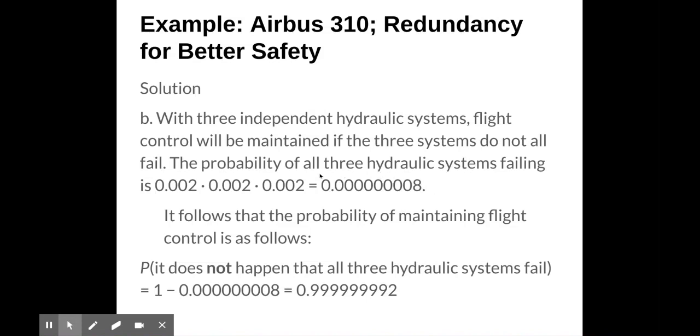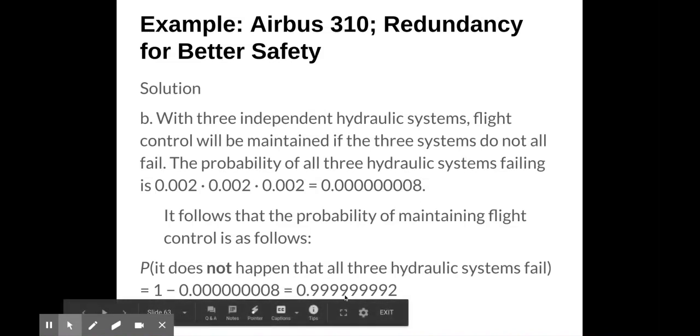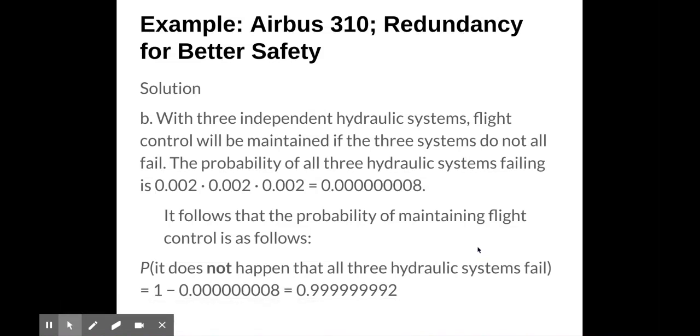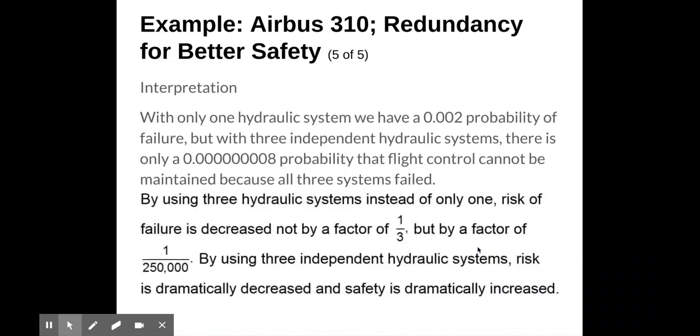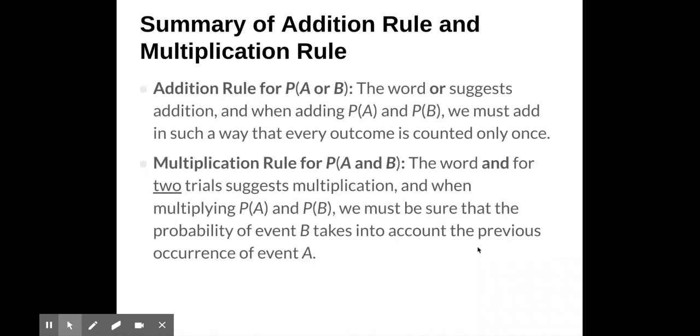Okay, so this is the probability that all 3 fail. So that means the probability the plane maintains control is 0.999999992. So for those of you who are worried about flying, there's very, very, very high probability that they will maintain control throughout the entire flight. You can read through that. I'm not going to waste my time.